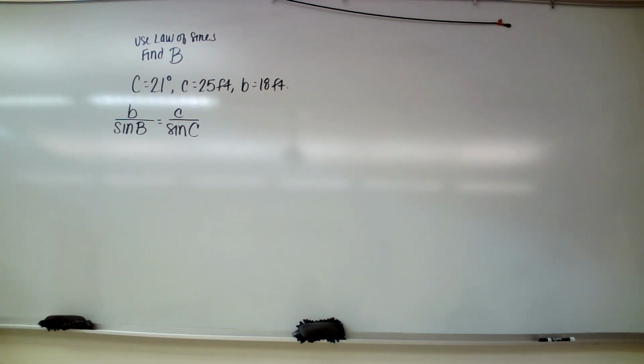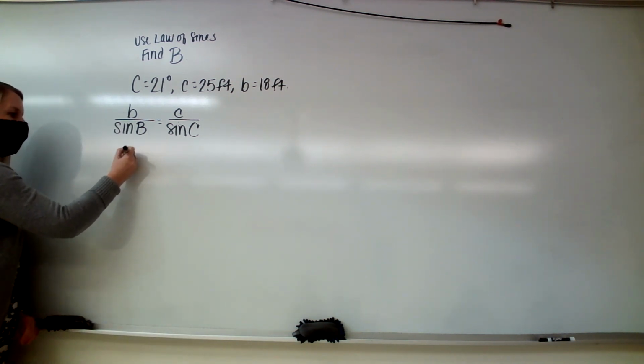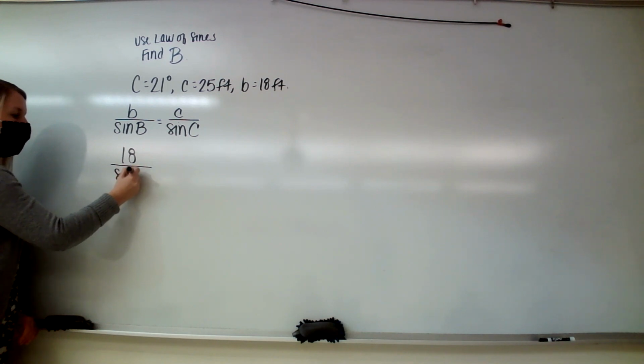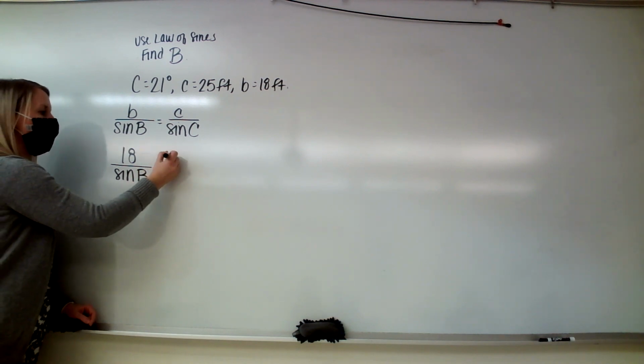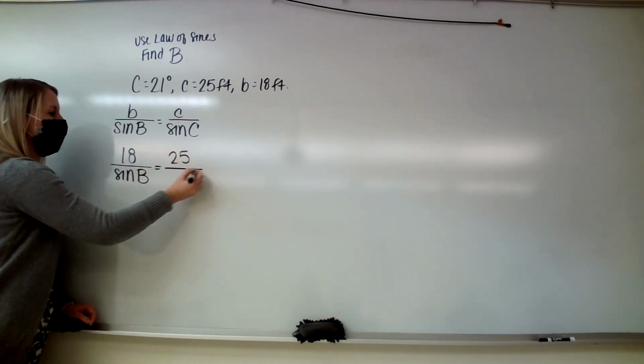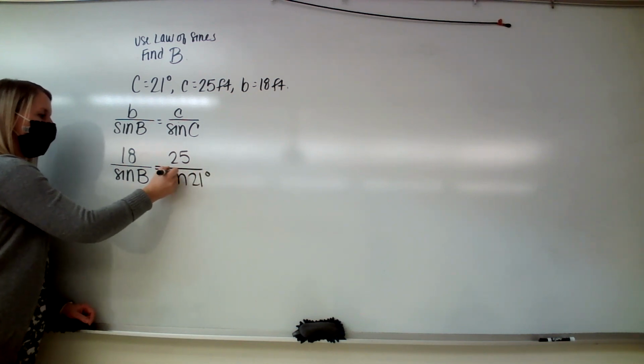We're going to plug in what we know. So I know side B is 18. I don't know angle B, so I'll just leave it as that uppercase B. I know that side C is 25. And I know that angle C is 21 degrees.